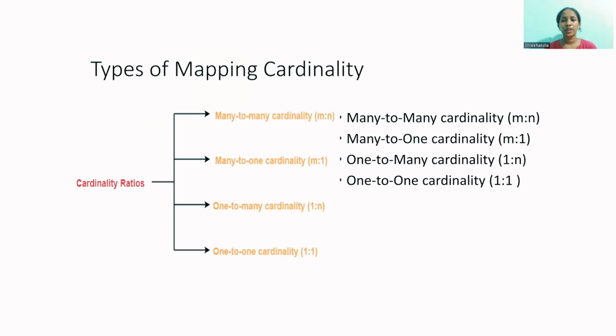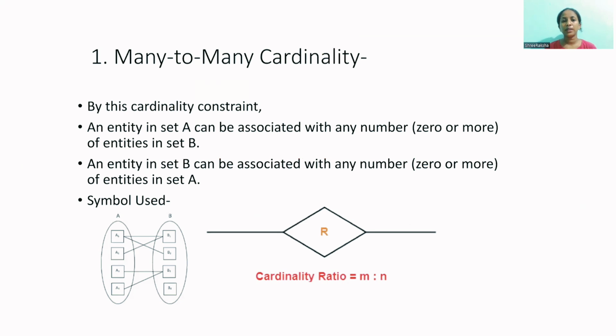Let's see the types of cardinality ratios. That is many to many cardinality, many to one, one to many, and one to one. First one is many to many. By these cardinality constraints, an entity in set A can be associated with any number, that is 0 or more, of entities in set B. An entity in set B can be associated with any number of entities in set A. This is the symbol we use for many to many cardinality ratio, that is m is to n.